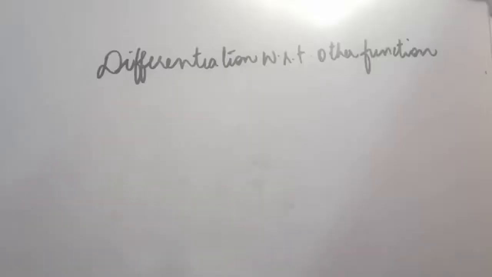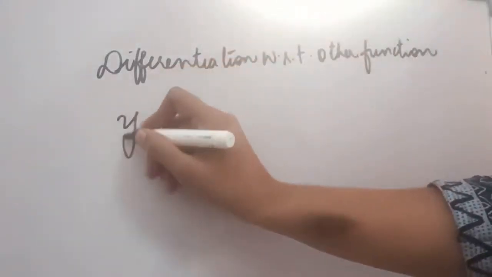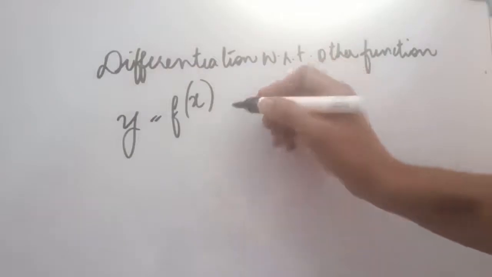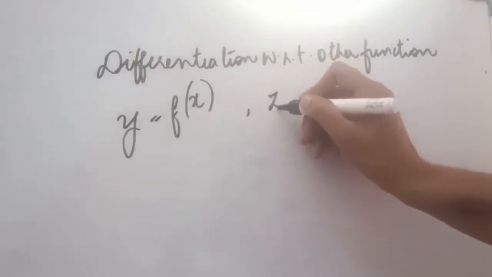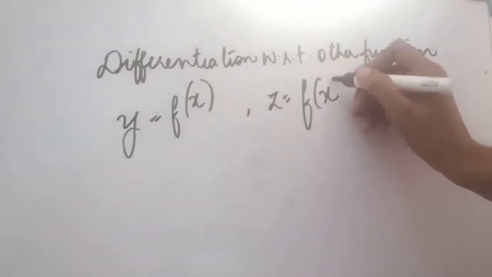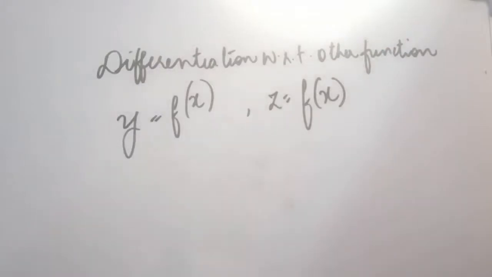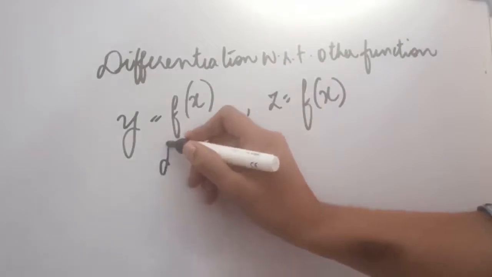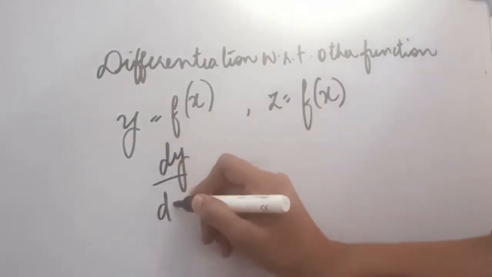Next topic is differentiation with respect to other function. Now you may be asked in the question to differentiate one function with respect to other function. So if, for example, y is a function of x and you may be told that z is also a function of x, maybe you will have to differentiate here. Here also the formula is the same as you have done in case of parametric equations.